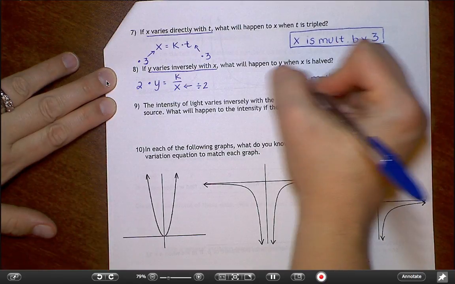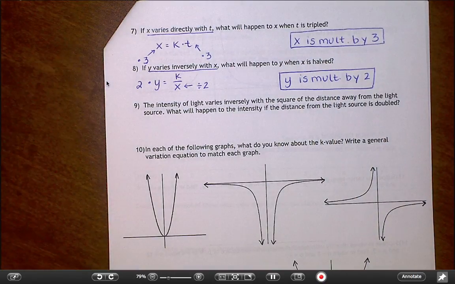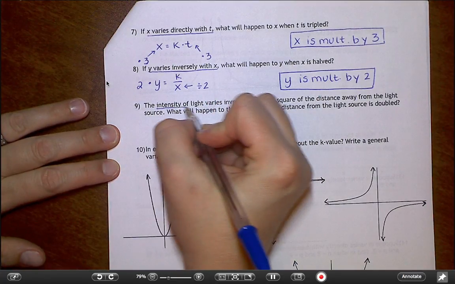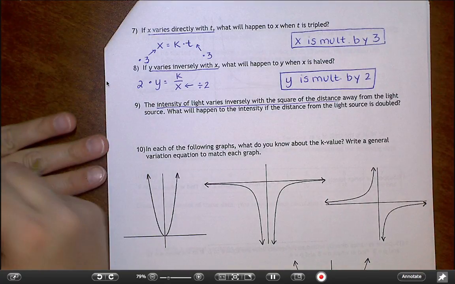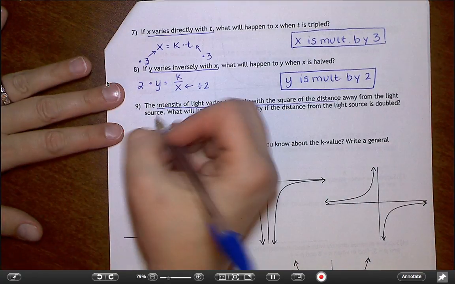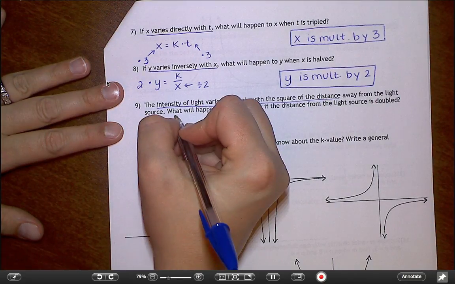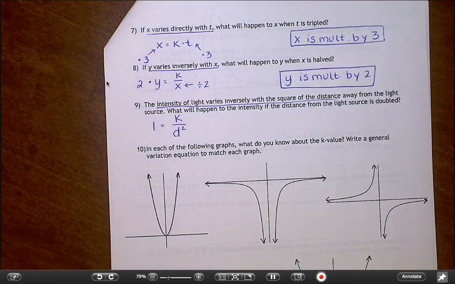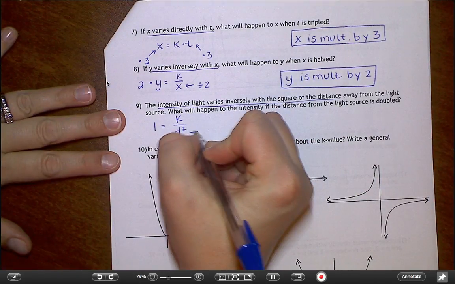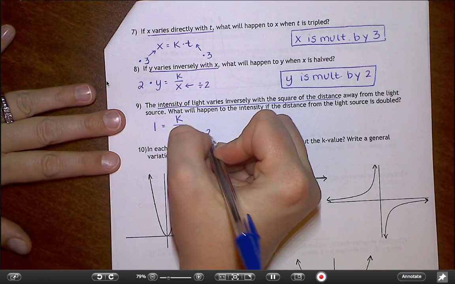Okay, the next question is very similar to the other two. It's sort of a real-life application, but we can approach the problem the exact same way. So the intensity of light varies inversely with the square of the distance. So before I even read any further, I'm going to translate that into a formula. So the intensity of light varies inversely with the square of the distance. Okay, so there's that sentence in symbols. What happens to the intensity if the distance is doubled? So what happens if I take this and I multiply by 2?